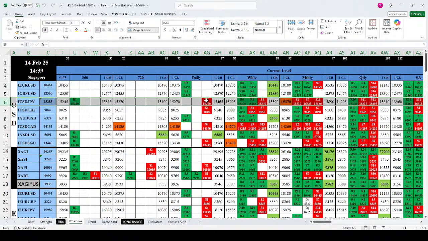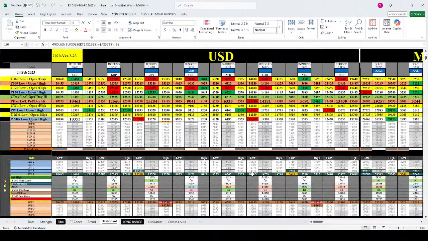Daily is already in selling mode. Weekly is also trying to come down to the selling mode. So we should be looking to go for a cautious sell, or sell and hold. Looking at the dashboard right now, the current high is 15315. Previous day high is 15465, which is very far, and current low is lower than your previous day low, which means that if that low breaks, then we can see the price moving lower.